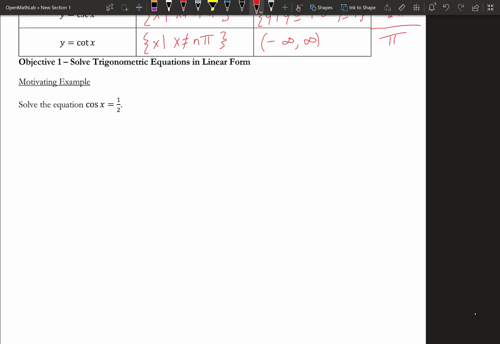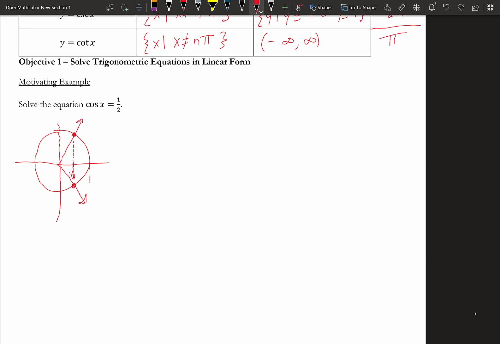So if we think about this on the unit circle a little bit, remember, cosine of x equals a half. If x is my angle, remember the cosine value is the x-coordinate, right? So here would be an x-coordinate of 1, and then somewhere in the middle is going to be a half. And then if I go straight up, we're going to get a point here. And if I go straight down, we're going to get another point. So I actually have two points that have an x-coordinate of a half, right?